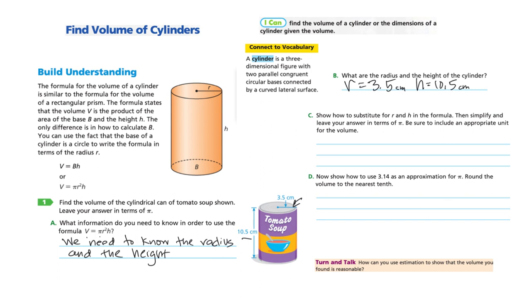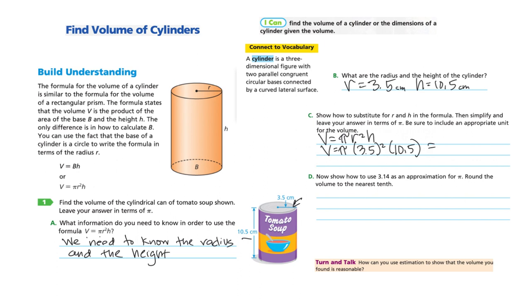C, show how to substitute r and h in the formula, then simplify and leave your answer in terms of pi. Be sure to include an appropriate unit for the volume. So if we use the formula, it's V equals pi times the radius squared times the height. We just are going to substitute in those values. So they want it in terms of pi. We don't even need to use 3.14. And 3.5 squared times 10.5.